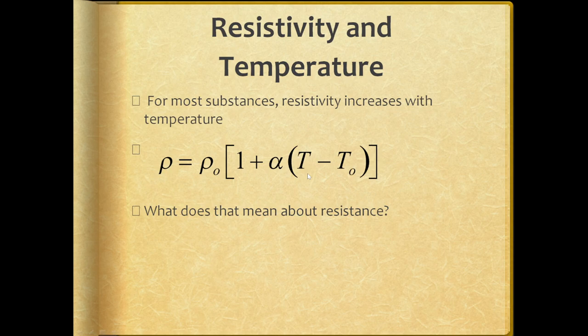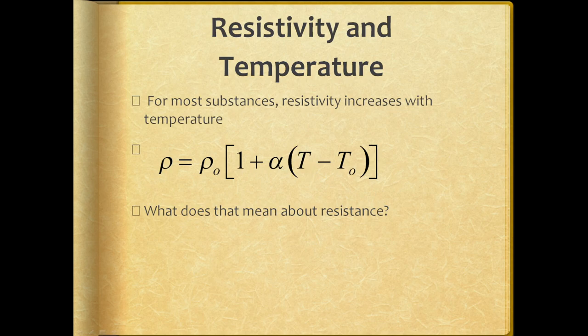So notice, if you were using this formula and you wanted to confirm what something's resistivity was at 20 degrees, 20 degrees is our baseline. If you plugged in 20 degrees as its current temperature, 20 minus 20 would be 0. So 0 times alpha is 0. That eliminates the temperature change term.